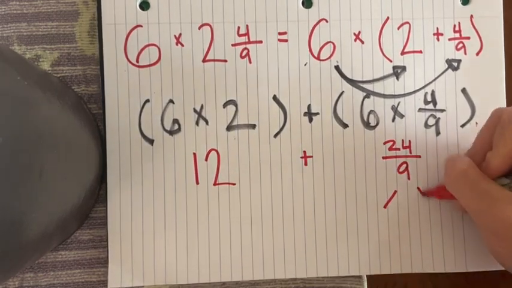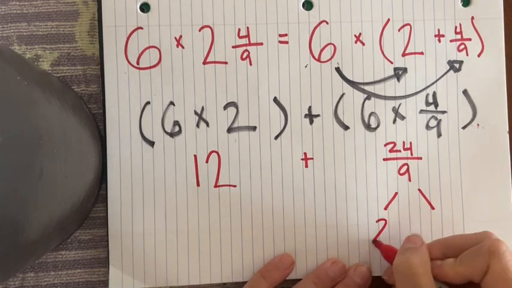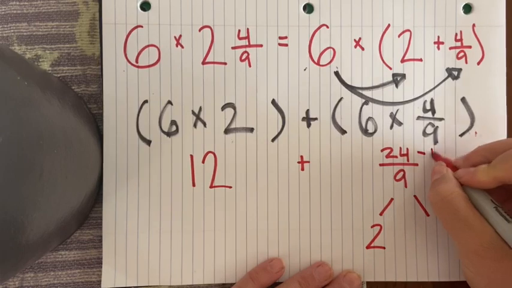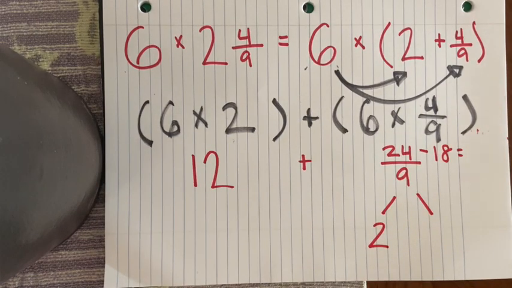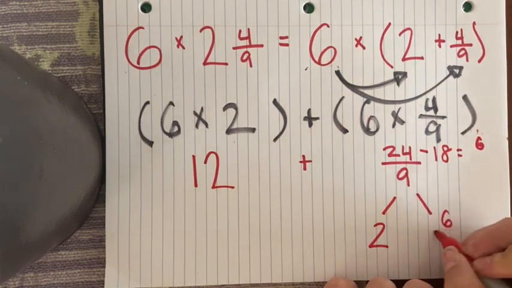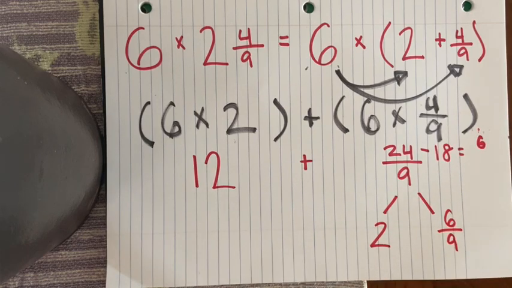So let's begin. How many times can 9 go into 24? Yep, it can go into it 2 times. 9 times 2 gives you, good, 18. Subtract those 2 numbers and tell me what you receive. Yes, you receive 6. So you have the leftover of 6/9. 2 and 6/9.